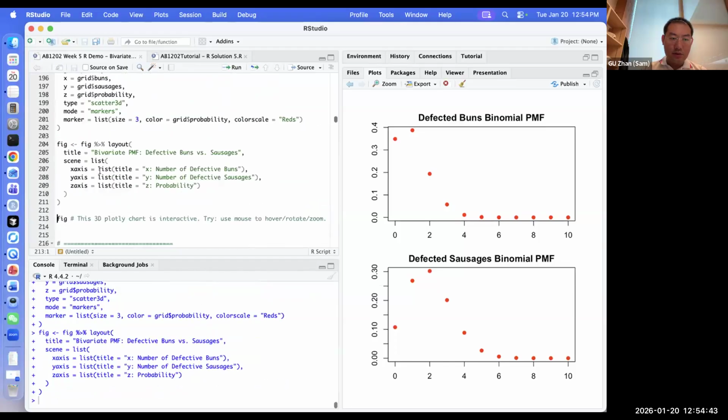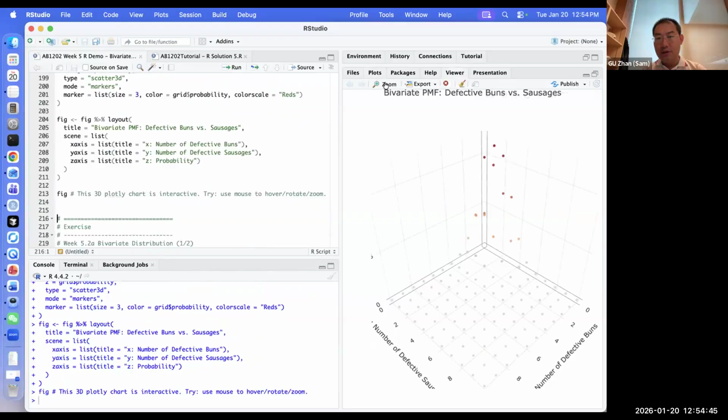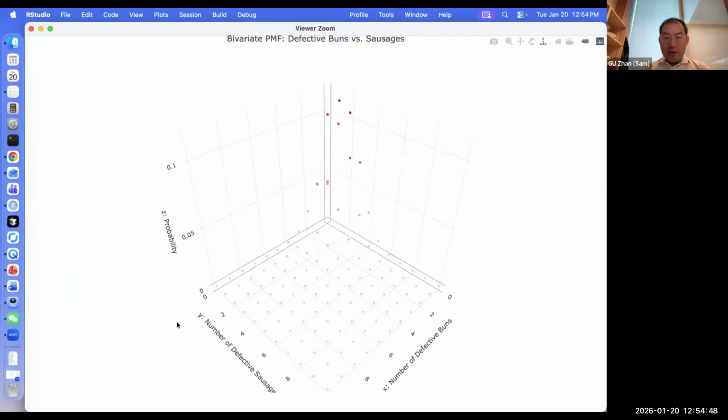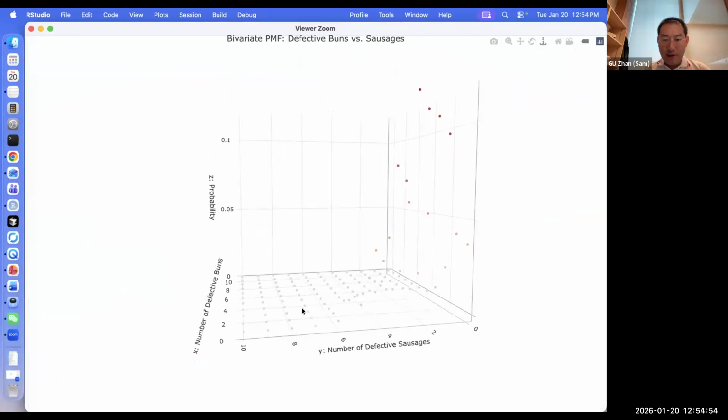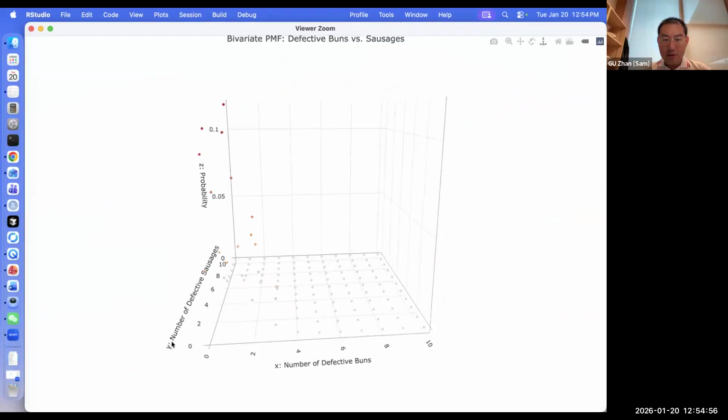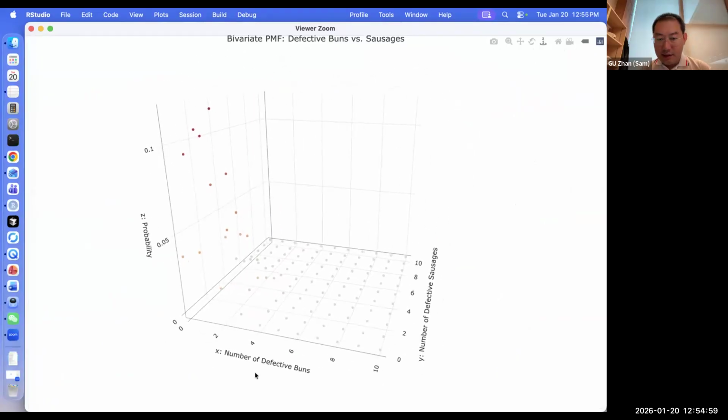Okay, so next we are going to do a 3D plot. This is a joint distribution of defect buns and defect sausage. Y is the defect sausage. X is the number of defect buns from 0 to 10. Then the number of defect sausages is also 0 to 10, right? You are seeing here when number of bun defects is 0 and defect of sausage is also 0, the probability is 0.03, about 3.7%.